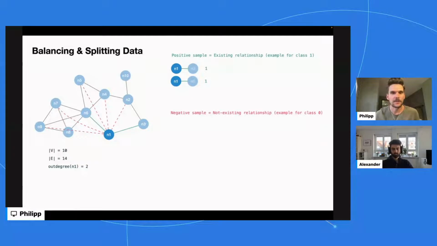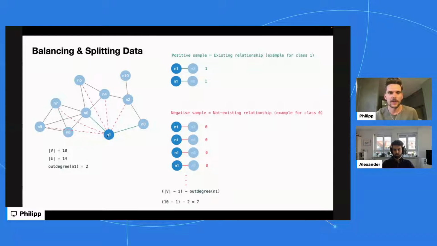On the other hand, we need negative examples, which are basically all non-existing relationships in the graph. These act as examples for our class 0, so the prediction that there shouldn't be an edge. And usually these graphs are rather sparse, like with most recommendation engines. If we look at this graph, we have in total 10 nodes and 14 edges. But each node, like node N1, could have 9 edges in total and has 2 positive examples. So there must be 7 negative examples for this particular node.